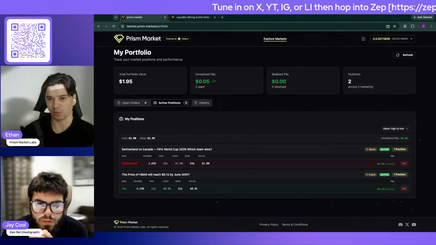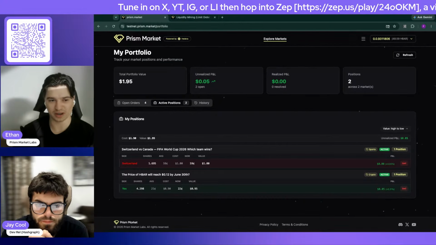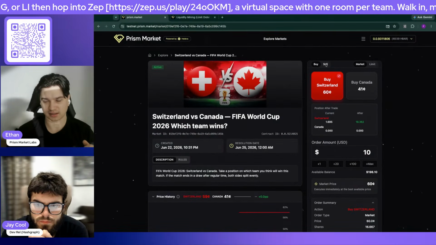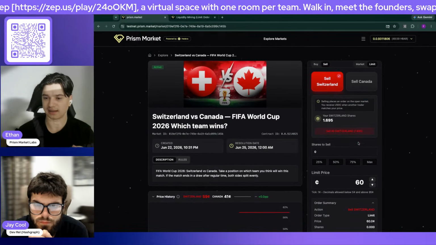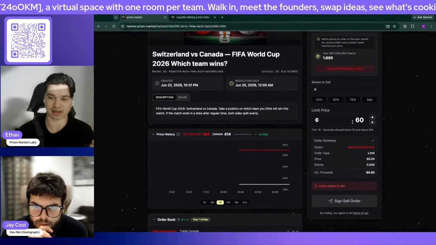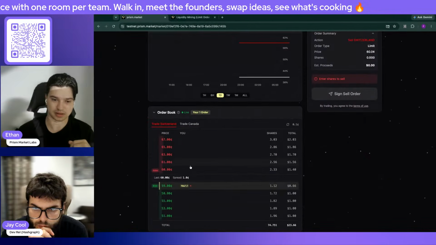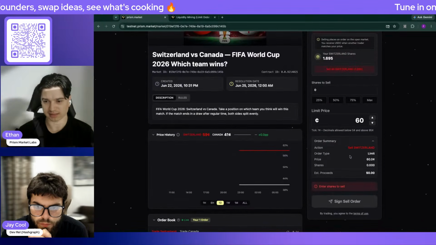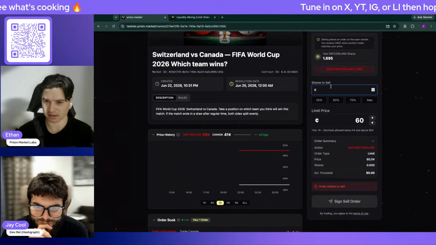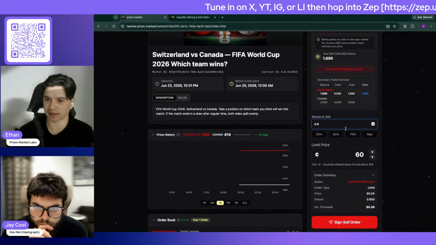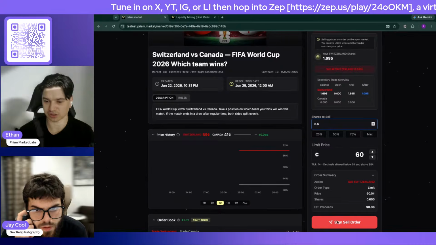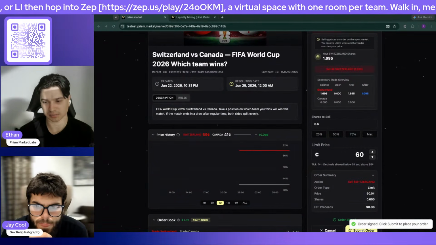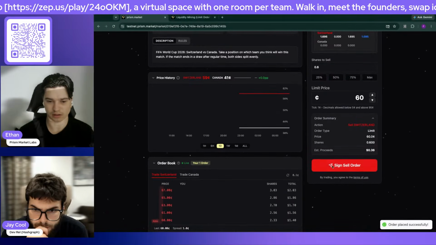Now, let's say I don't want to wait till tomorrow to find out whether or not Switzerland wins. I can go back to the market, hit this little button here, sell, and basically select a limit price that I'm willing to sell at. Now, I'm going to say, you know what? I'm willing to accept 1 cent in profit. I'm willing to sell my 1.7 shares that I have. And so you sign an intent again, sign the message in the Hashgraph, and then submit order.